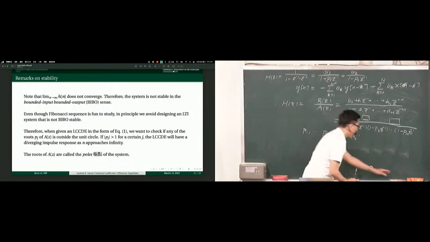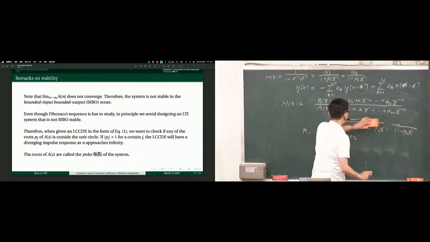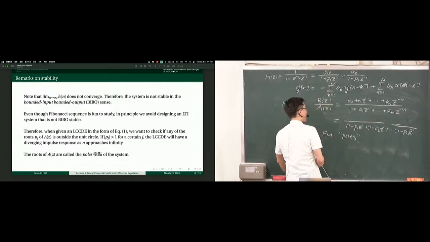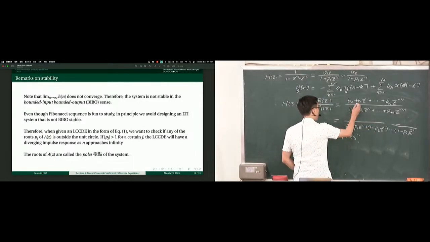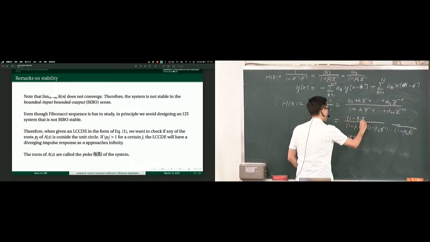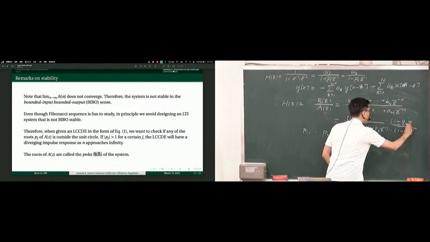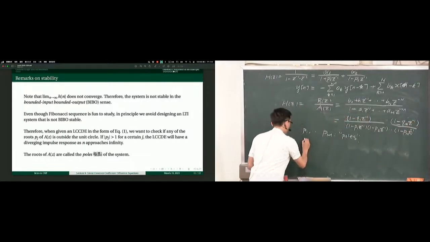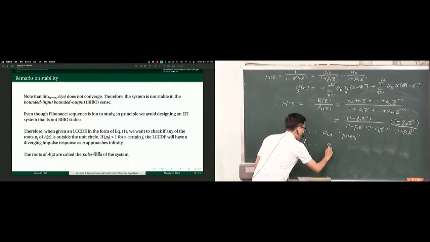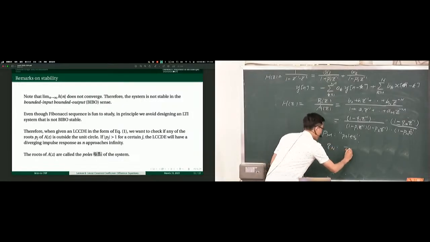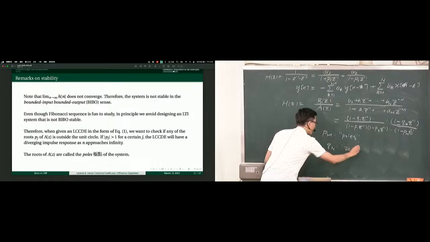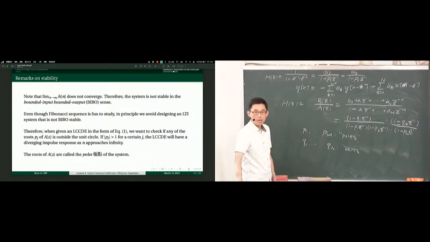On top, you can also try to factorize B of z. You may have 1 minus q1 z inverse, times all the way to 1 minus the last root of B of z inverse. And here, q1 to qN are simply called the zeros. So these are the terminologies that we'll be using: poles and zeros, the roots of A of z and B of z, respectively.